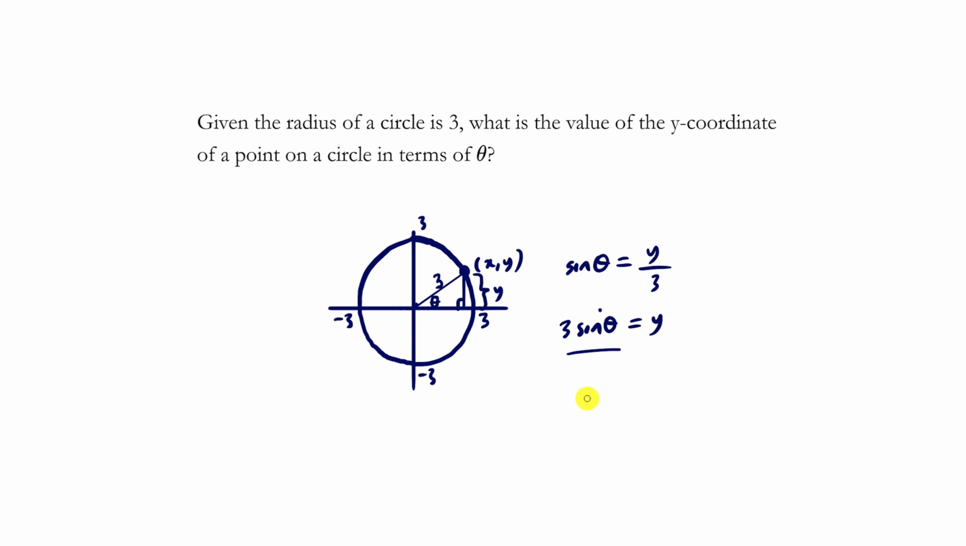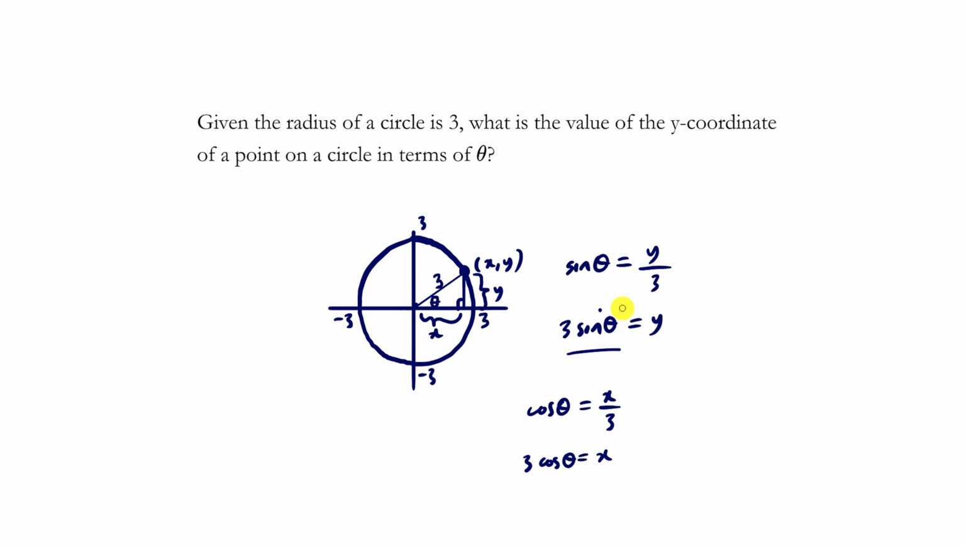Similarly, using cos theta, if you wanted to do this, we could find that cos theta is equal to adjacent over hypotenuse. And the adjacent would be x. x over hypotenuse is 3. Multiply both sides by 3. We also have x is equal to 3 times cos theta.